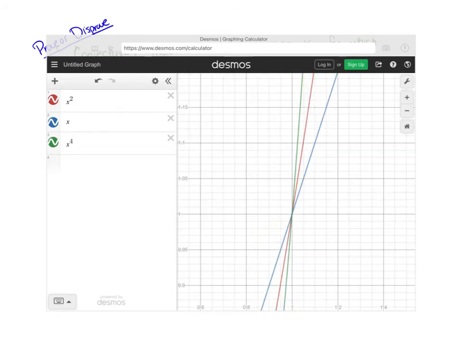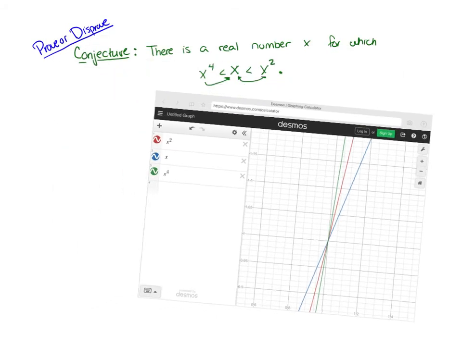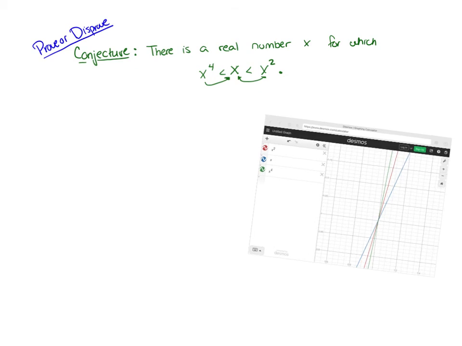So we can see from this that there's no point where the x curve, that blue curve, is strictly in between my x squared and my x to the fourth. So I should know that this statement is going to be false. So now we just have to go ahead and disprove it. So to disprove it, we're going to go ahead and write this first as an existent statement.